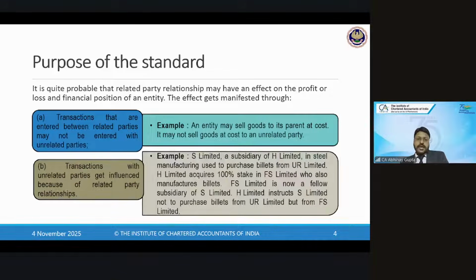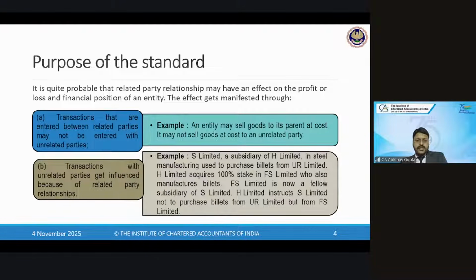No, purpose anyway. Now we have understood, right? We have discussed in detail. Now, it is quite probable that the related party relationship may have an effect on the profit, right? Of course, if I am doing sales at a lesser price, it means I am doing a discounted sale so that the other entity will gain in terms of reduced cost, right? So that's the possibility in any related party transaction, right?